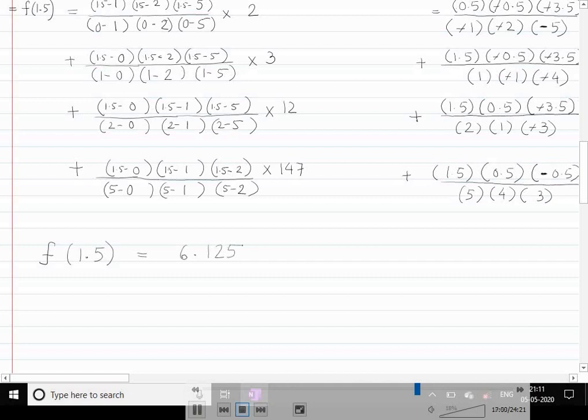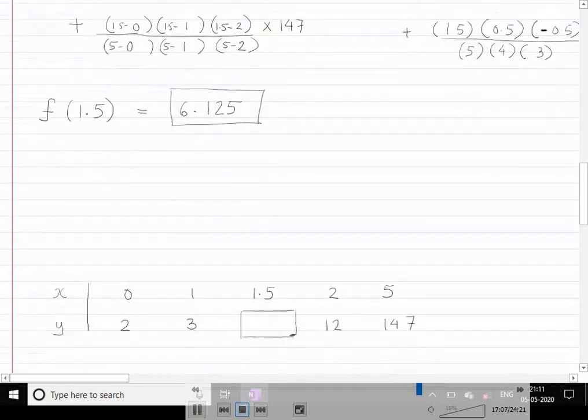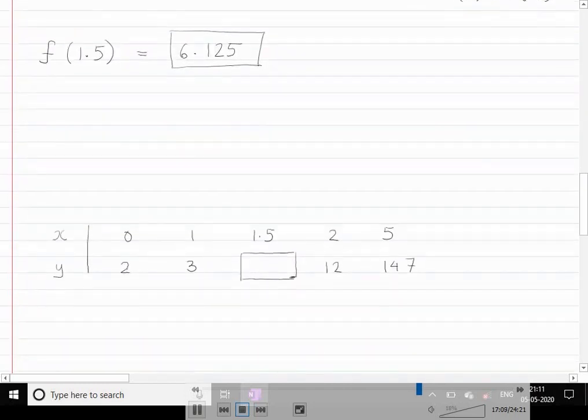6.125. Right? So if I go for my table, what I was looking for, so I can now complete my table that at 0 we had 2 patients, at 1 we had 3 patients, at 2 we have 12 patients, and 5th day we have 147 patients, and now on the 1.5 day I expect that there are approximately 6 patients, which the formula is giving us 6.125. So the answer to the question is 6.125.